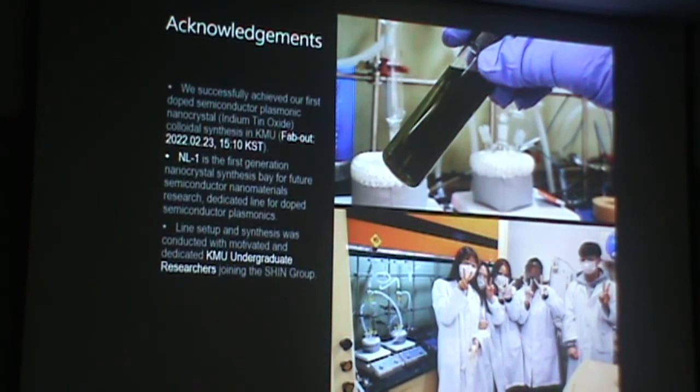We'd like to make some acknowledgments. Last semester, after joining Keio University as a faculty member, we had our first fab out. We have finished setting up our lab. We had our first plasmonic nanocrystal synthesis just at this time. The synthesis line in the lab would be called NL1. It's the first generation synthesis bay, specific for doped plasmonic oxide nanocrystal synthesis. And I'd like to really acknowledge the early undergraduate student researchers joining the group, who were able to successfully set up the synthesis line and also independently make and fab out such first nanocrystals.